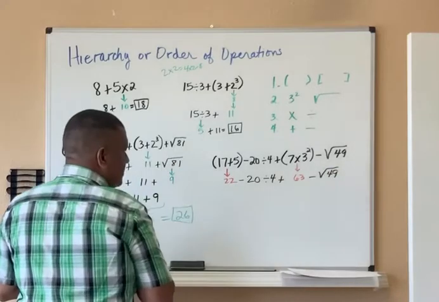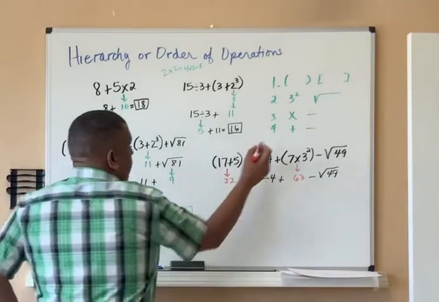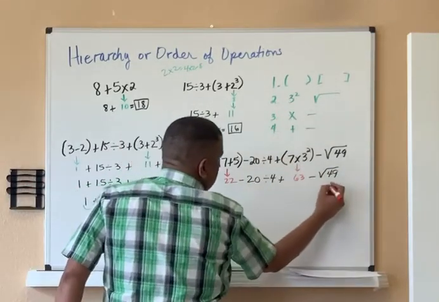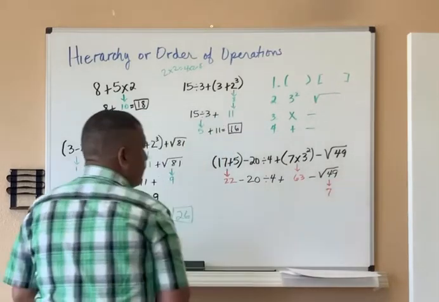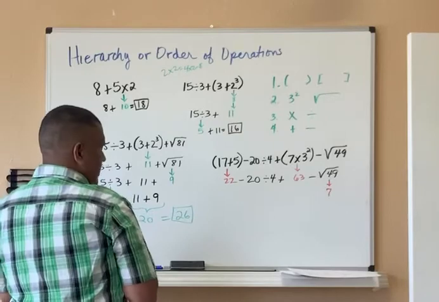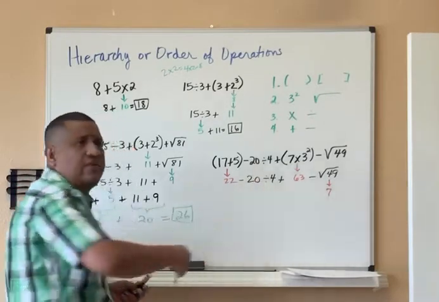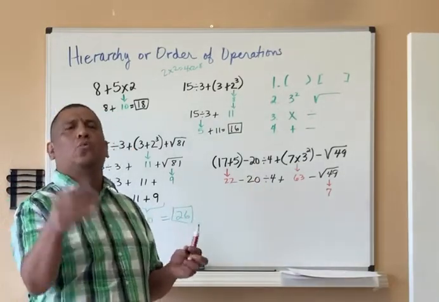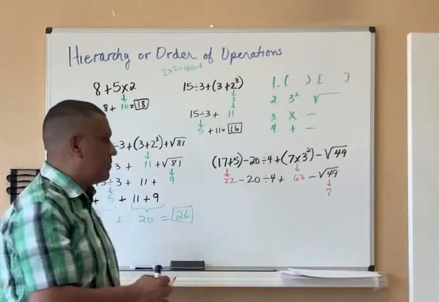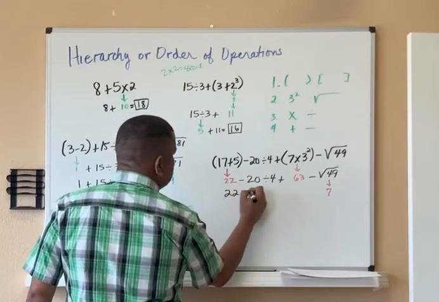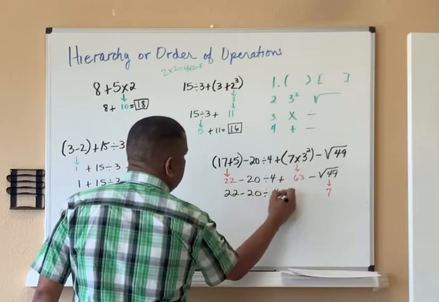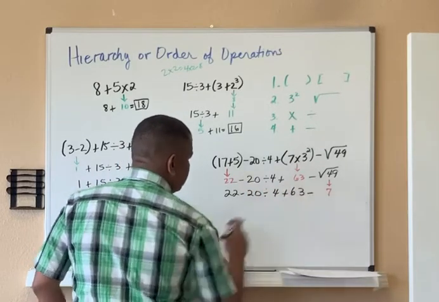What is next? I've worked the powers, now it's square root. So this is 7. 7 times 7 is 49. Okay, notice I'm working this problem a little faster because you already worked it out. We need to find out that we come up with the same answer. Okay, so it'll be 22 minus 20 divided by 4 plus 63 minus 7.